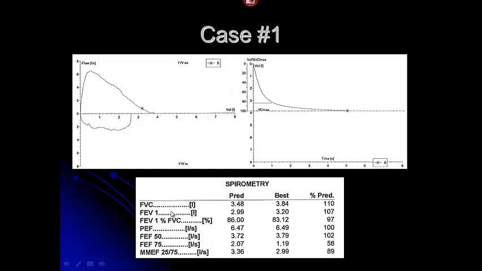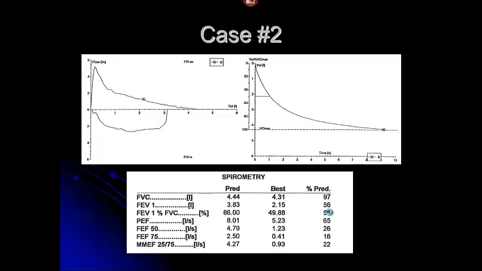So if you look at these values, okay, let's talk about FVC. FVC is 110, which is completely normal, right? 80 to 100 is normal. So this 110 is normal. FEV1 is 80 to 100. 107 is normal. And the ratio, FEV1/FVC ratio or percentage, is 97. So 80 to 100 is still normal. So this is a normal pulmonary function test.